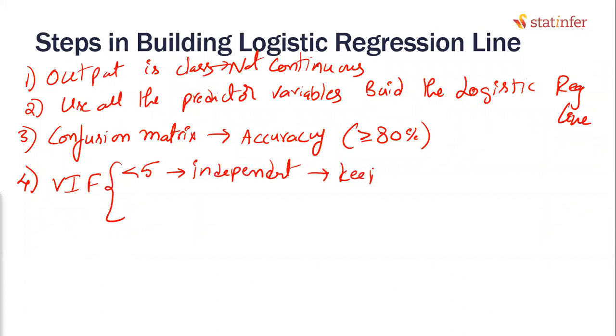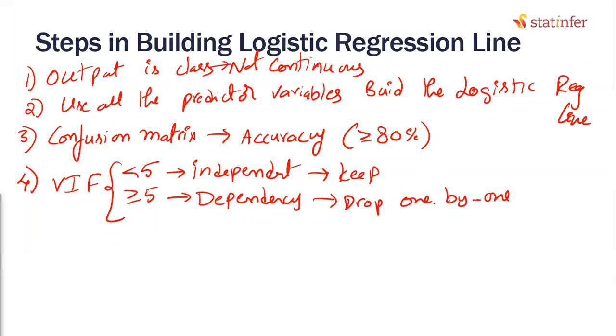Keep such variables. If it is greater than or equal to 5, that shows dependency. Drop such variables, but hey, be careful, do not drop all of them. Drop one by one. This is very important. Drop one by one. Are we done? So okay, at the end of this VIF exercise, you have all the independent variables with you.